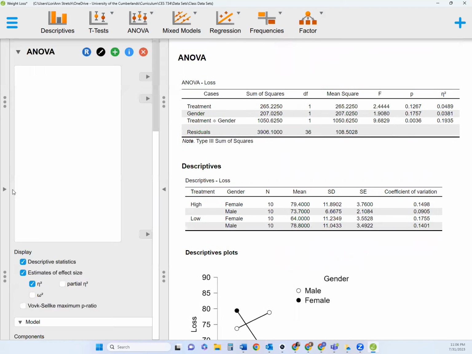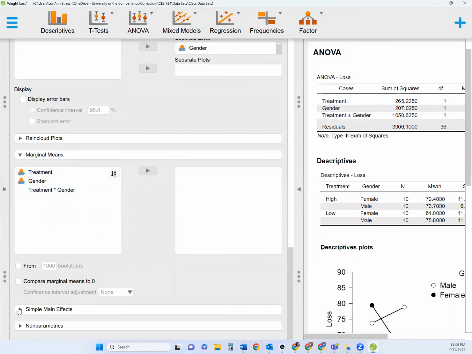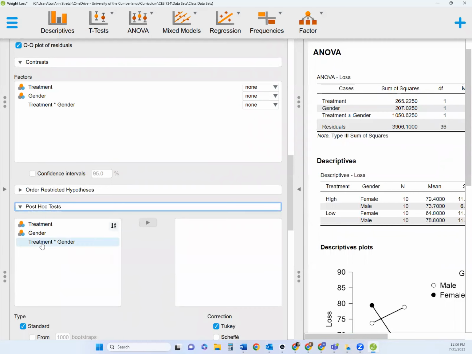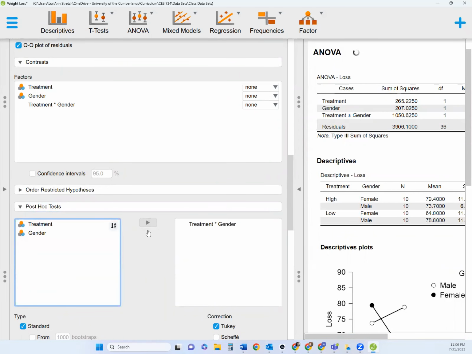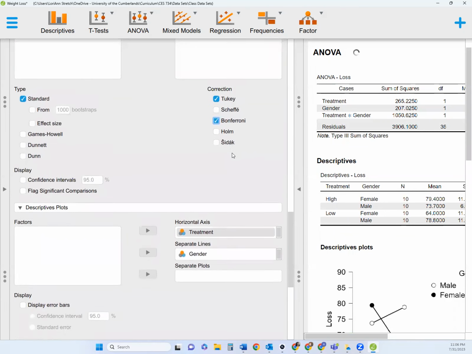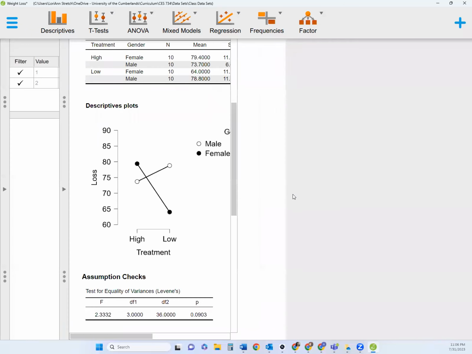So we will do that in just a minute. I'm going to go on down to my post hoc. And for my post hoc, I'm only going to move the interaction effect over. Okay, and I like Bonferroni and Tukey. So I'm only interpreting that post hoc. I can't interpret these because they aren't significant, so they wouldn't mean anything even if I ran them.